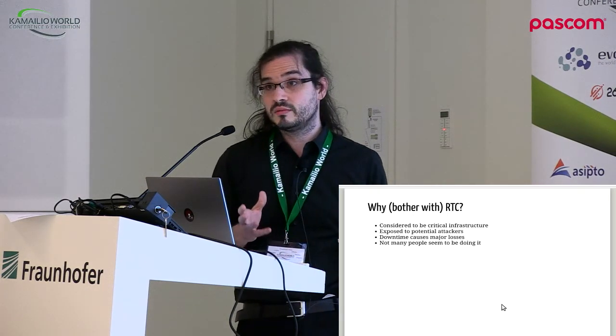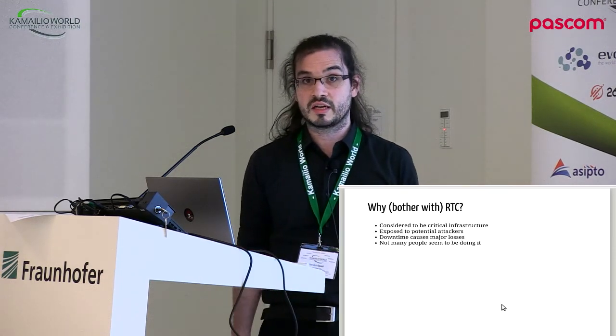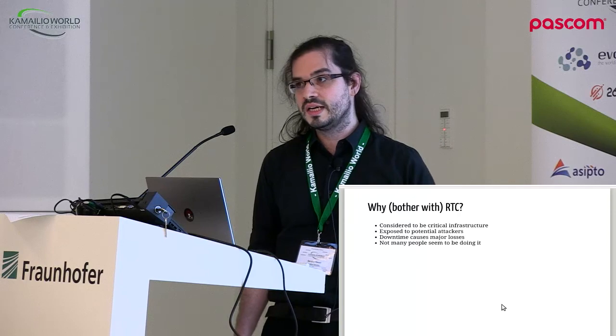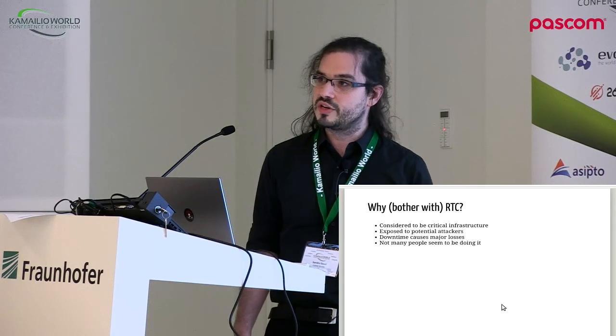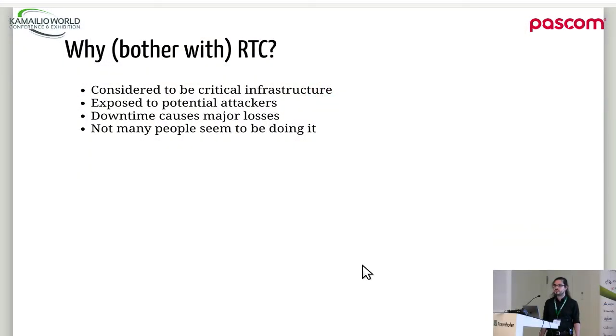And why bother with fuzzing real-time communications? In my opinion, it's very critical infrastructure. If it crashes, if there's a security vulnerability, it's not only about leaking information, but also, as soon as the phone system goes down, someone has to fix it, right? And during that time, large sums of money are typically being lost. So fuzzing RTC means that we can find such scenarios before they actually happen.